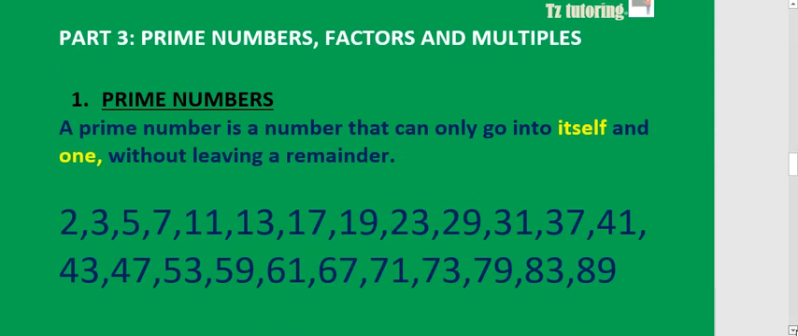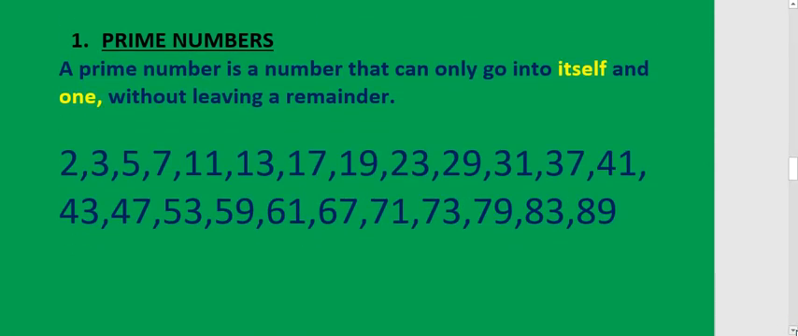Here we're looking at prime numbers. What is a prime number? A prime number is a number that can only go into itself and 1. Okay, if you take 2, for example, 2 has only 2 factors. It has 1 and itself, right?